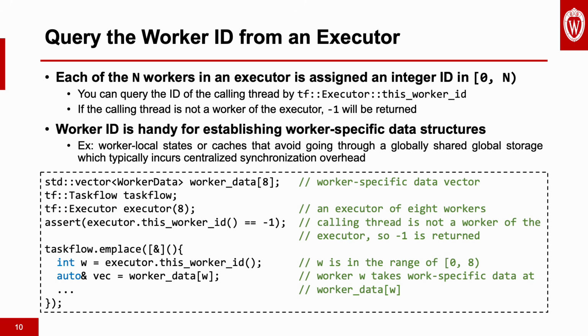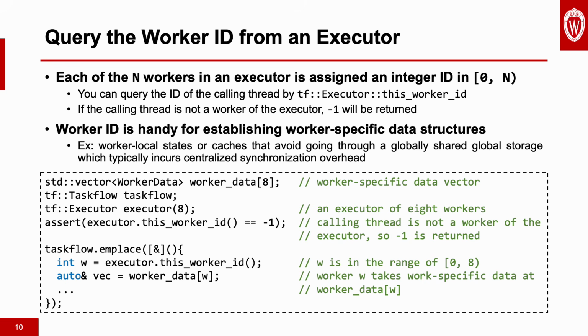You can query the worker ID from an executor. Each worker in an executor is assigned an integer ID from 0 to n-1, where n represents the total number of workers you use to construct the executor. You can query the ID of the calling thread specific to the executor by the member function thisWorkerID. If the calling thread is not a worker of the executor, -1 will be returned.